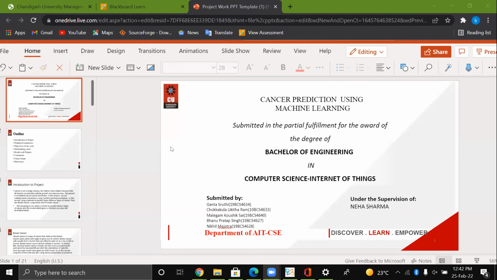Good afternoon to one and all present here. I am Maligam Kaushik Sai from Chandigarh University. Me and my team members made the project Cancer Prediction website using machine learning techniques.